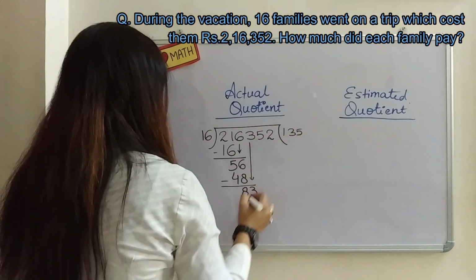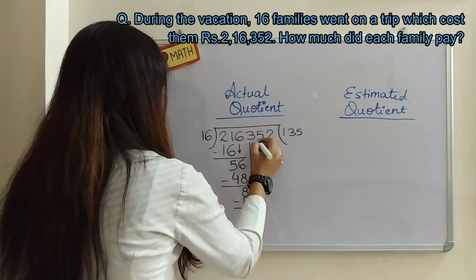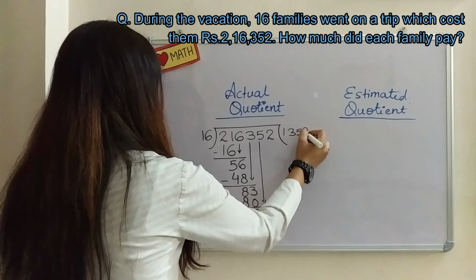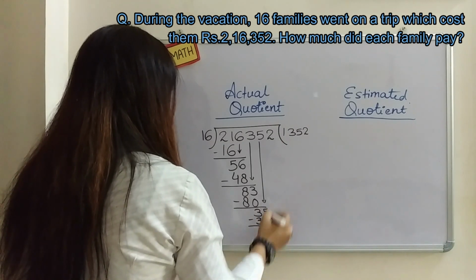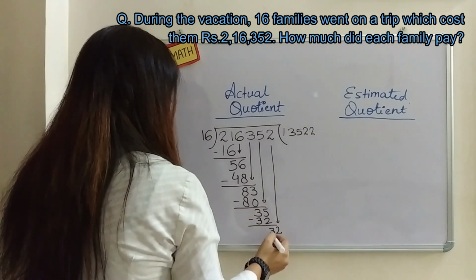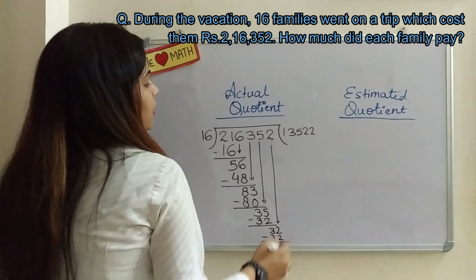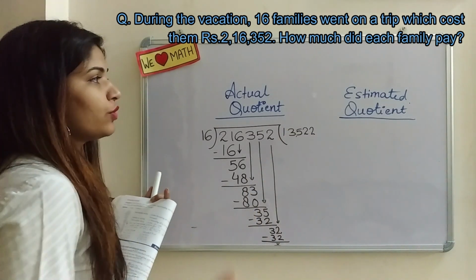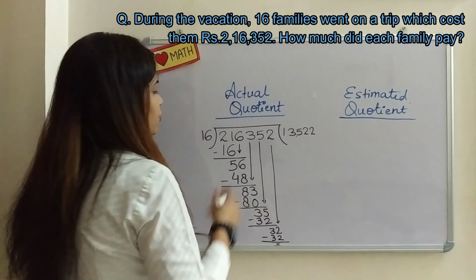16 5s are 80. We'll subtract, we'll get 3, 5. 16 2s are 32. 3 and then 2 again. 16 2s are 32. That means each family has to spend rupees 13,522.